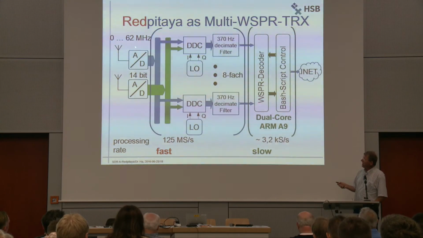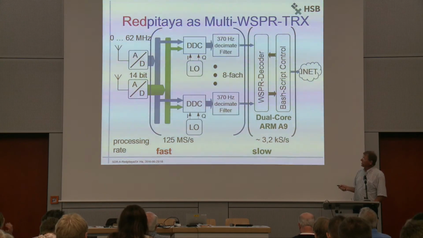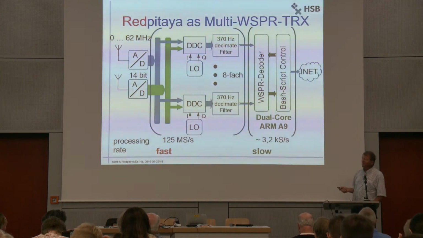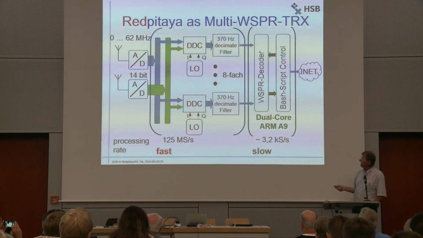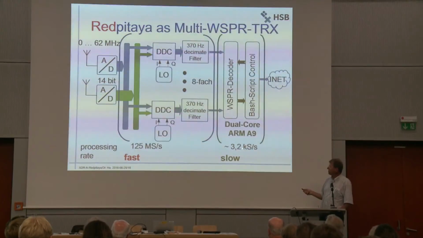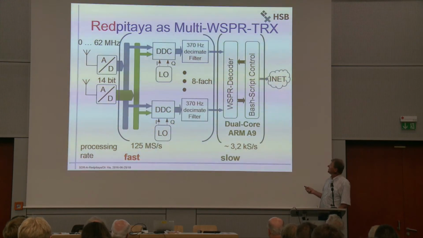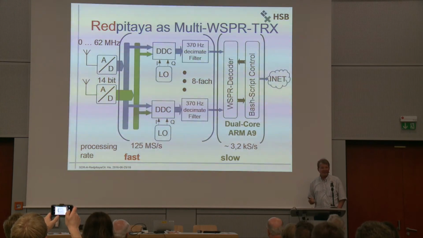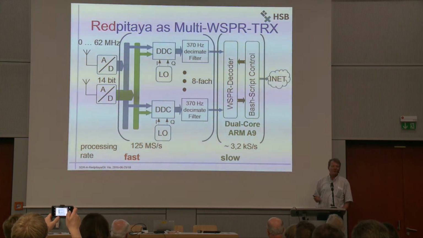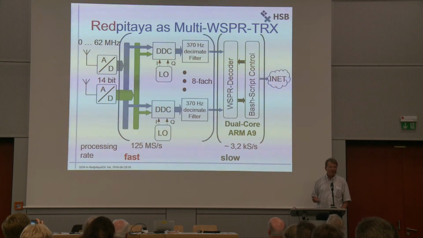WSPR, and this one has 2 AD converters using 2 antenna inputs, and we can select the green or the blue one. And we have 8 receivers at the same time, reducing the 125 megasamples in this area down to 3.2 kilosamples at the end. And we see a WSPR decoder, a bash script control, and putting them up on the internet. This is very well known to the WSPR community now. And in my talk in the afternoon, I will show you a little bit more about it, if you are interested.